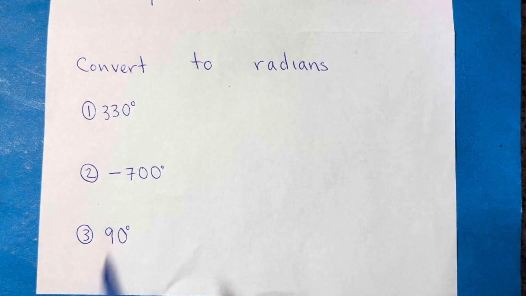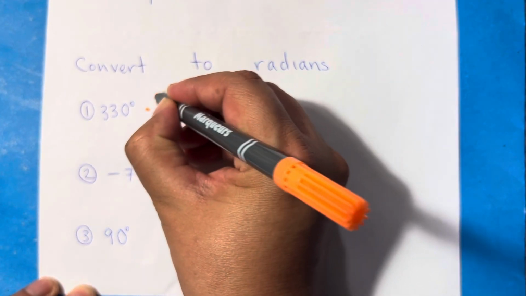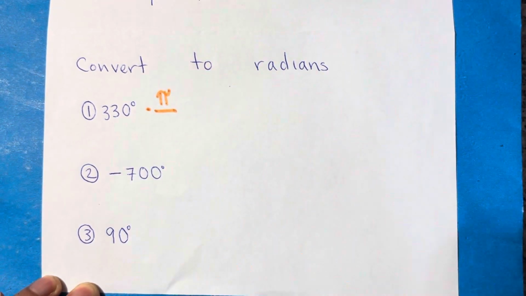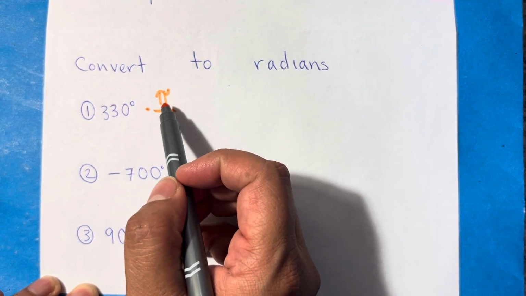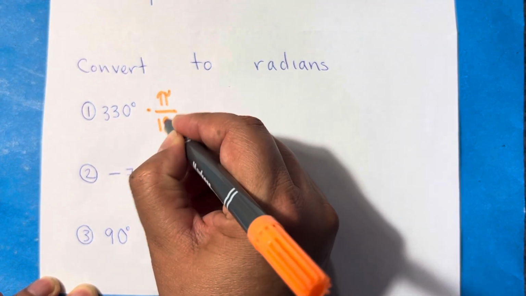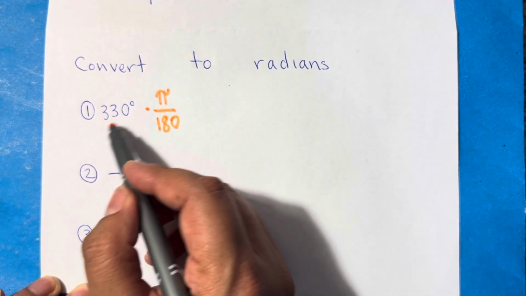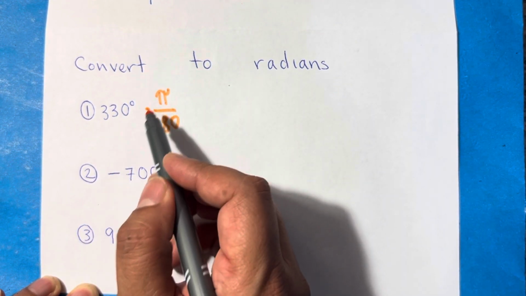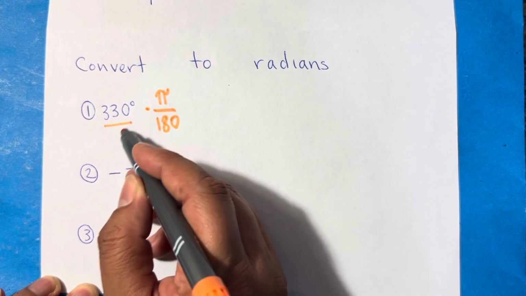For the next ones, now we're going to convert to radians. Again, this one doesn't have it. That means that you put it on top. Doesn't have what? It doesn't have pi. You put pi on top over 180. Because this doesn't have a denominator and you need to multiply straight, you're going to put it over 1.